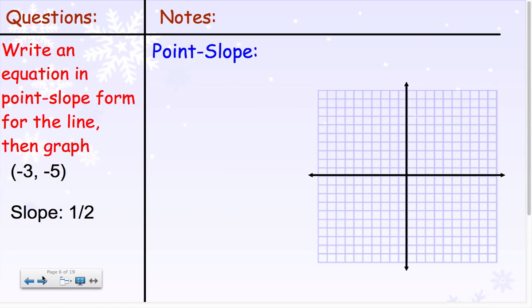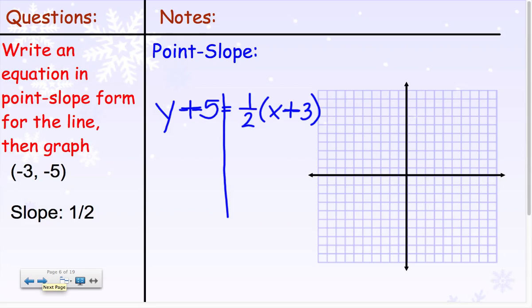Point-slope form, y minus a -5, so superplus, equals 1/2 times x minus a -3, superplus. This time we have to distribute with a fraction, which won't be as bad as it might seem. 1/2 times x, leave that as a fraction. Then if we think of what's 1/2 of 3, well, if I have $3 and I'm going to split it in half, each person would get $1.50, so I'm going to write 1.5.